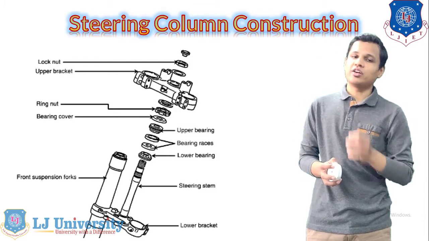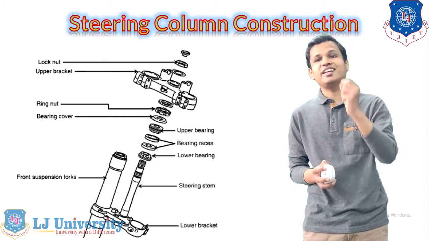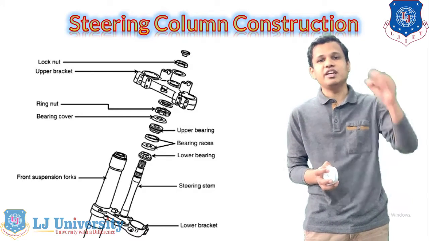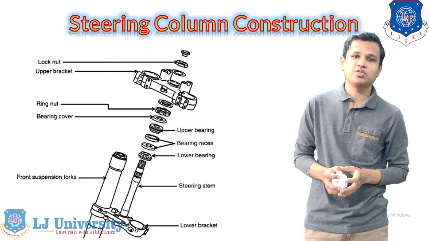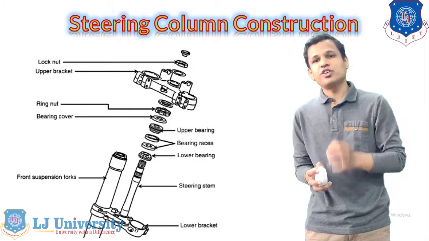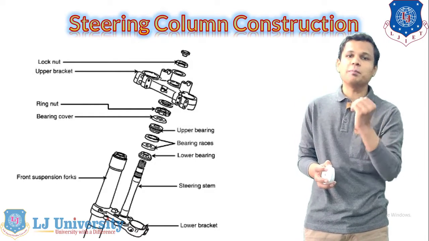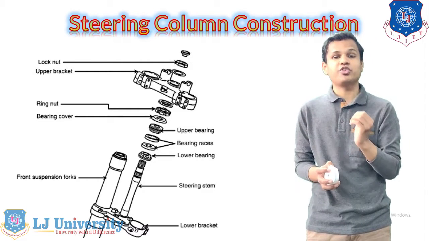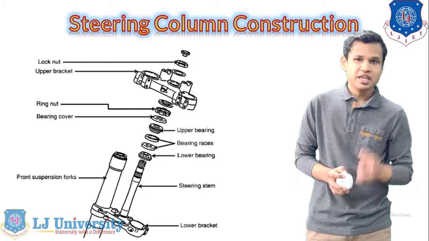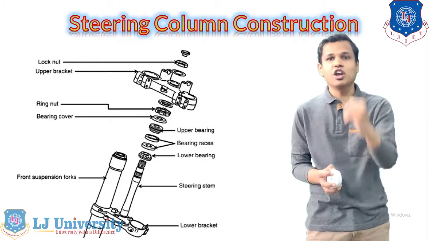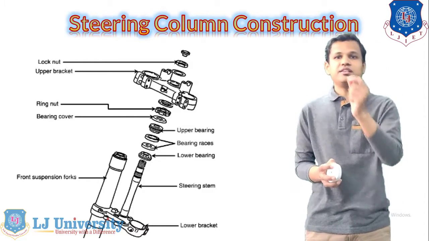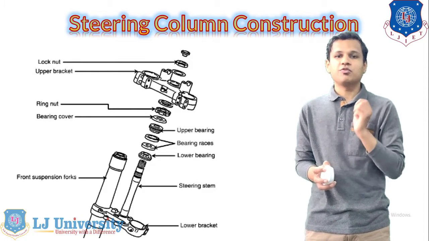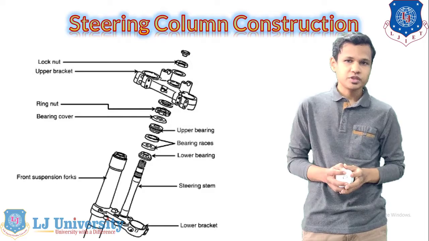In the below part of the steering column, you can see the steering stem. This steering stem is inserted into the front suspension fork. In the case of the front suspension fork, the lower bracket is connected with the steering stem and the front suspension fork. This is how the steering column is connected. This arrangement is known as the triple tree arrangement for the steering column.